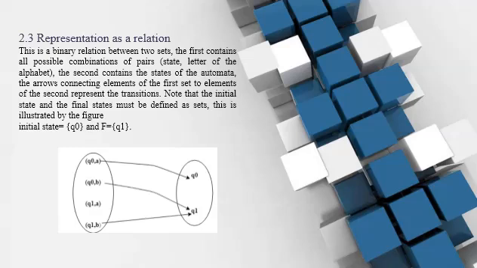This is a binary relation between two sets. The first contains all possible combinations of pairs, state and letter of the alphabet. The second contains the states of the automata. The arrows connecting elements of the first set to elements of the second represent the transitions. Note that the initial state and the final states must be defined as sets. This is illustrated by the figure. Initial state equals Q0 and F equals Q1.